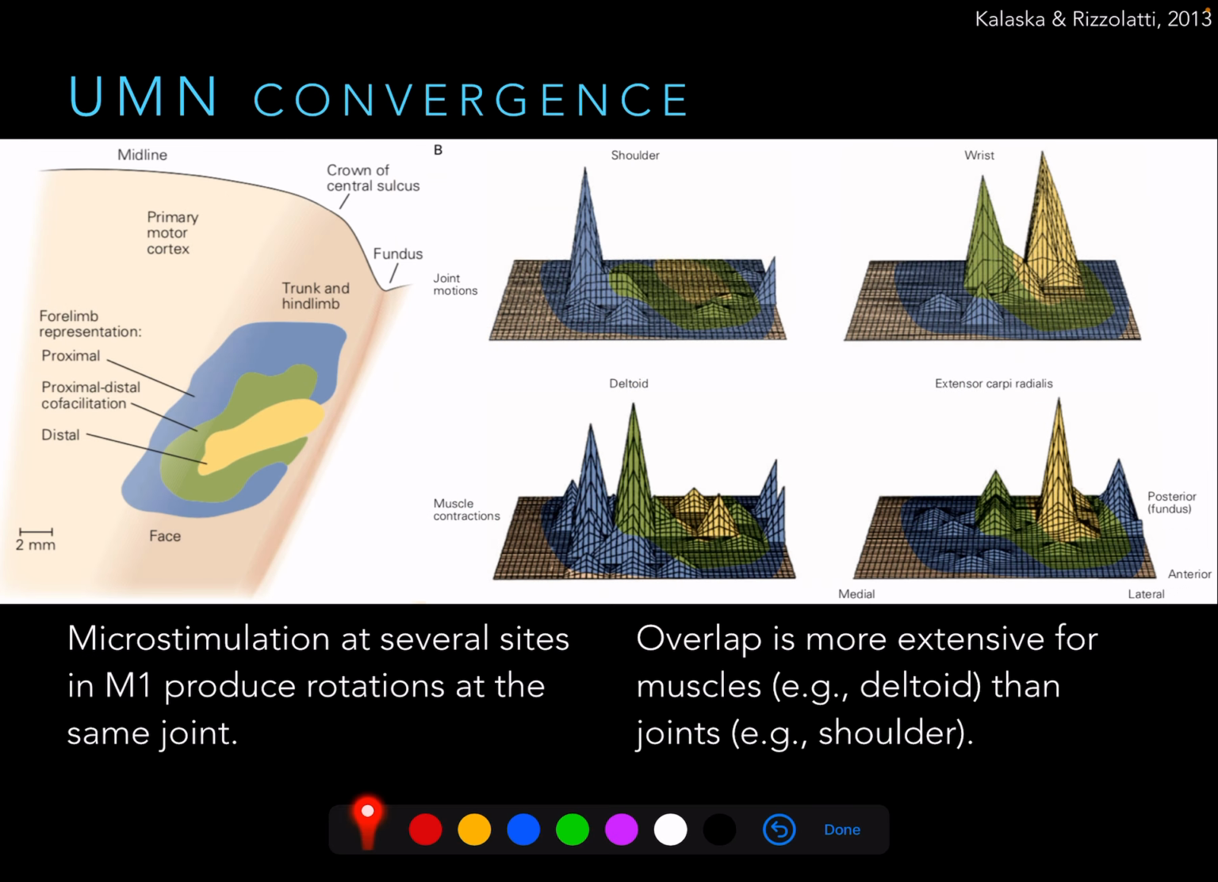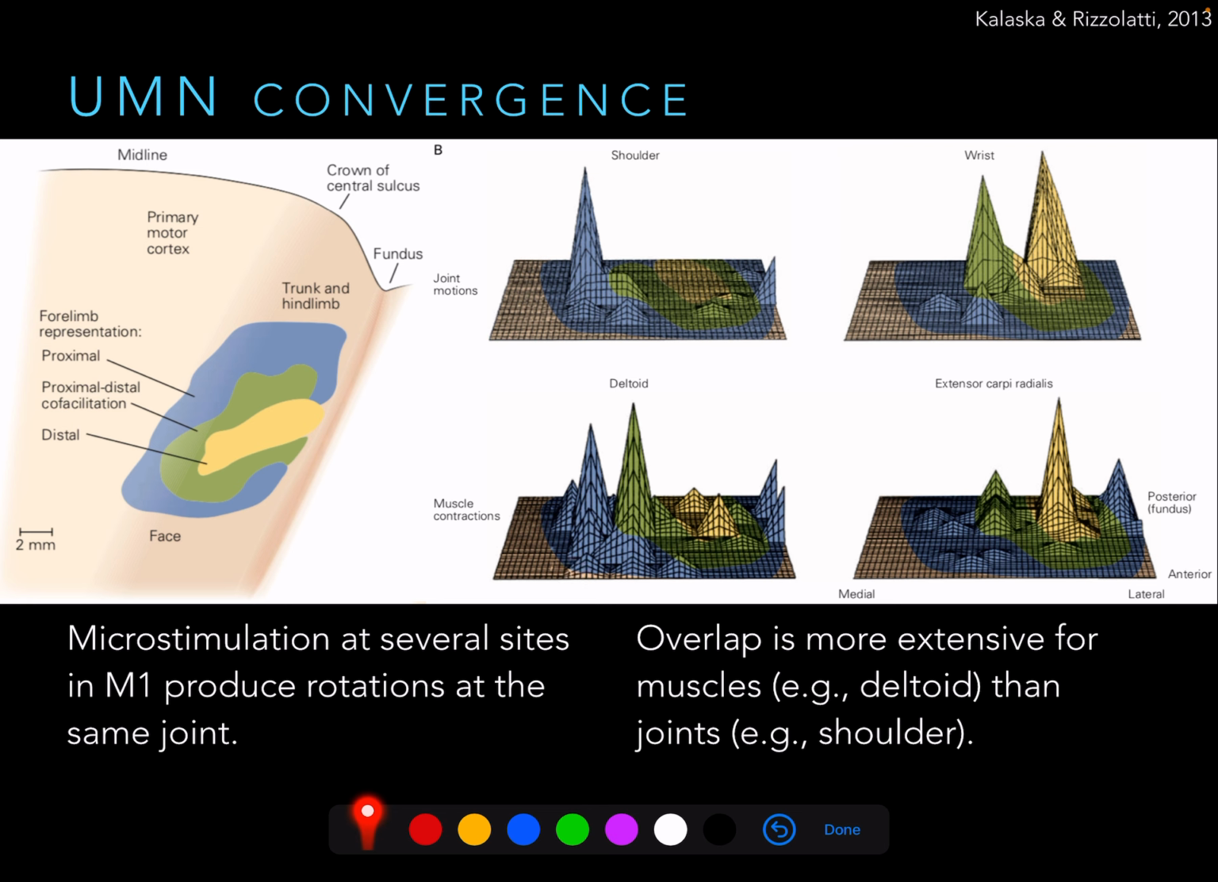That deltoid is involved with more than just shoulder flexion. It might also be abduction or something along those lines. Again, you know more than I do. So we'll see multiple upper motor neurons activated for the same movement because they converge on the same lower motor neurons here. And that convergence, this overlap here, is a whole lot more extensive for muscles than movements. And this is again showing you upper motor neurons are a little more specific for movements than they are for muscles.